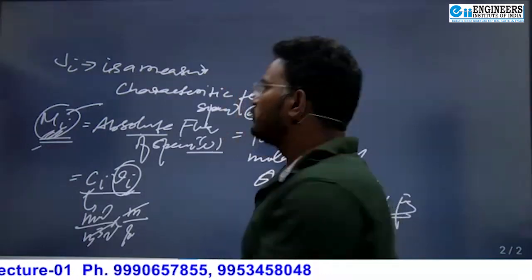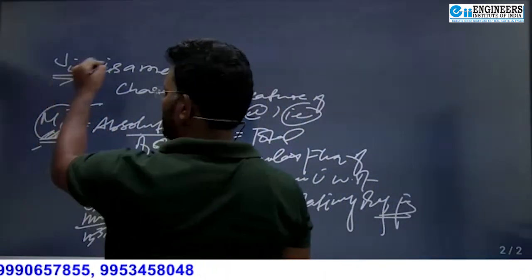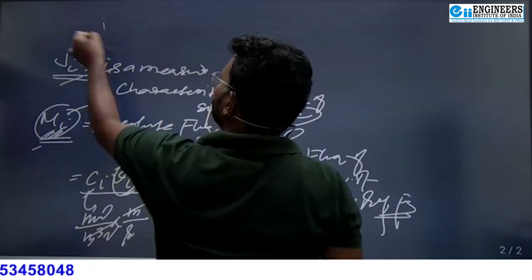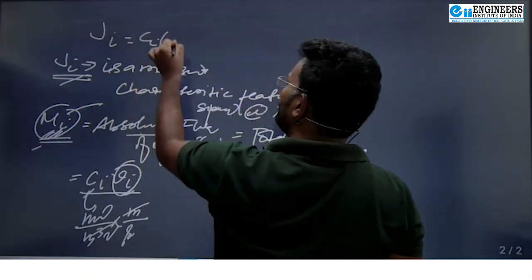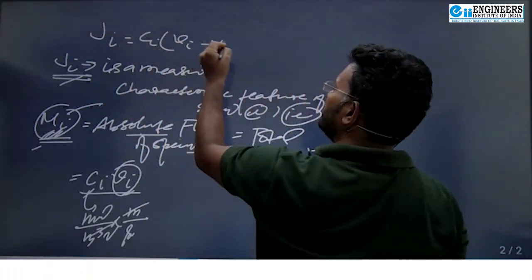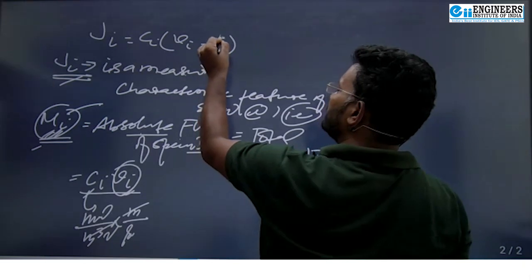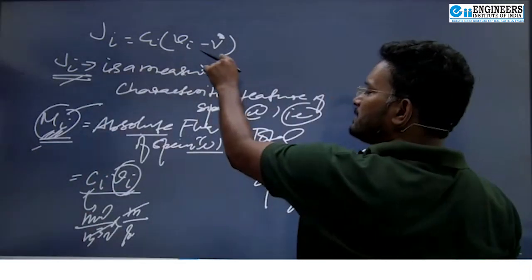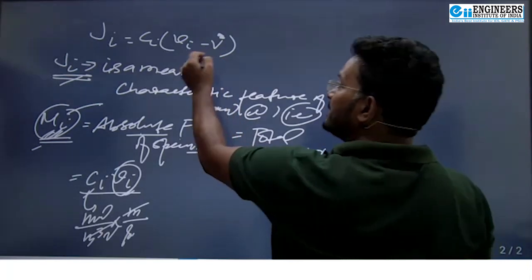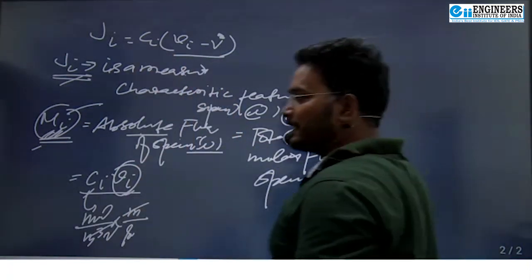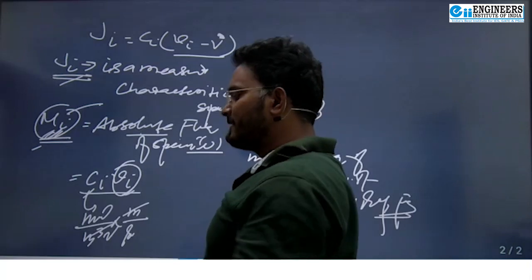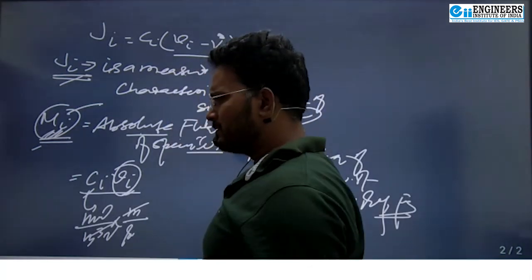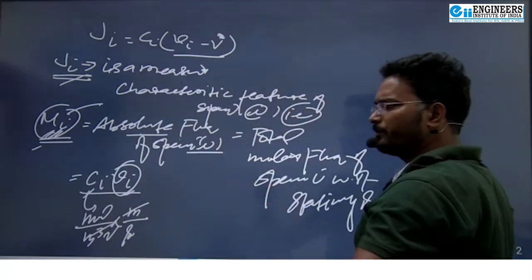Bolo. If you want to know what is the characteristic feature of that substance, what you should do? This should be just common sense. It is Ci into Vi minus V star. And V star is the relative velocity of species I with respect to a moving reference frame. Yeah. Very good. That's it. Any problem? I think there should be no problem.